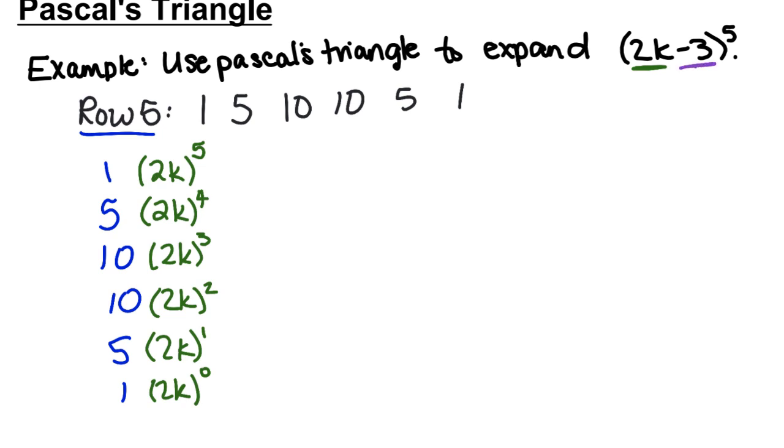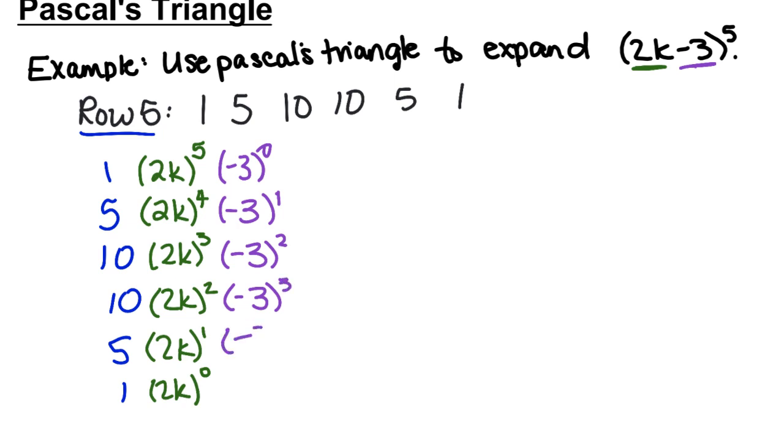Then we're going to take -3 as that second piece. And there's multiple ways to think about it. These exponents with these 2 pieces need to add up to 5. So 0 and 5 add to 5. 1 and 4 add to 5. 3 and 2 add to 5. Or you can think about it as starting at 0 and increasing by 1 each time.